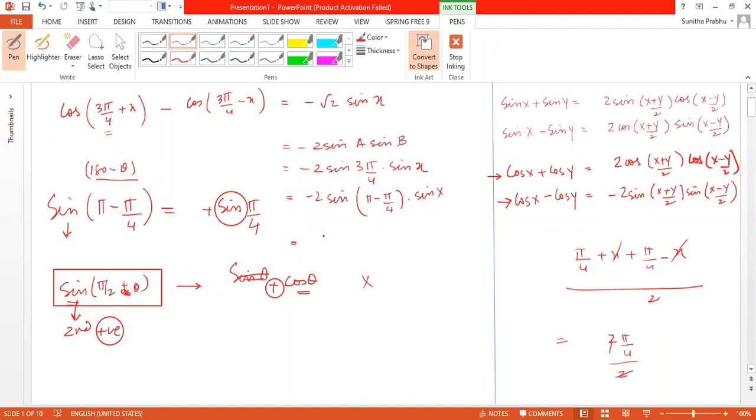So we get that as minus 2 sine pi by 4, which is 1 by root 2.